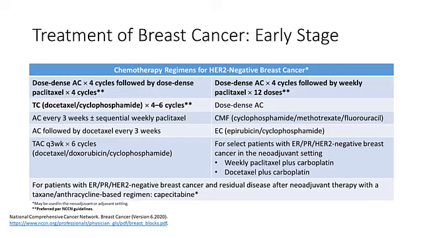This slide shows treatment options for early stage breast cancer with regards to chemotherapy, and this is specifically for HER2 negative breast cancer. The NCCN guidelines do indicate that these regimens may be used in the neoadjuvant or adjuvant setting as indicated by the asterisk on the table. The regimens that are in bold are currently listed as preferred per the breast cancer NCCN guidelines.